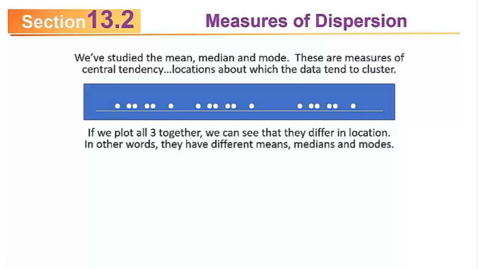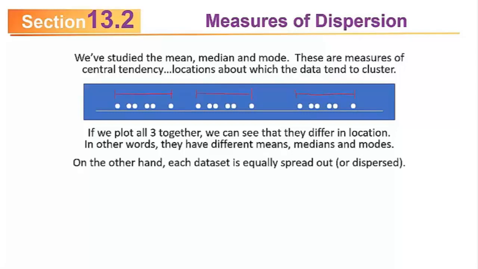In other words, they have different means, medians, and modes, but each is equally spread out or dispersed. That's what we mean by dispersion. Each of those three data sets is equally dispersed.